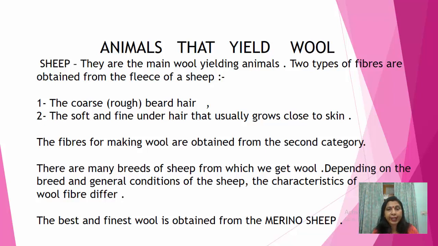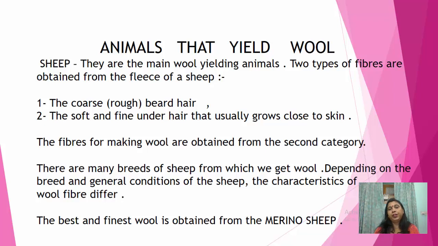The sheep are the main wool yielding animals, and from the fleece of sheep we get two types of fibers. One, the coarse rough beard hair. That means the beard-like hair is coarse. Coarse means rough. And second is the soft and fine under hair that usually grows close to the skin. Under hair means near the abdomen, very close to the skin, and this fiber is soft and fine. The fibers for making wool are obtained from the second category, the soft and fine under hair that usually grows close to the skin.